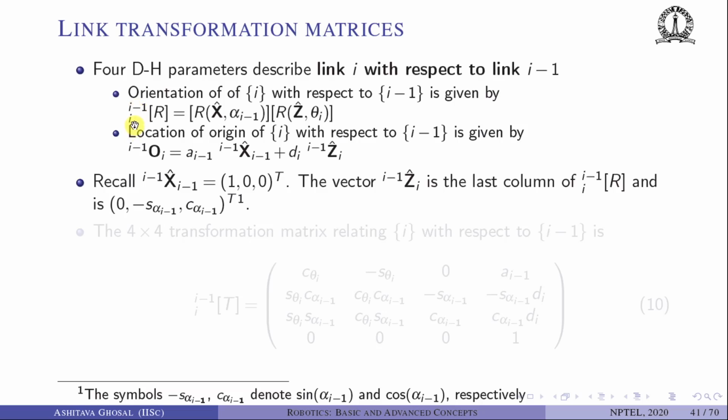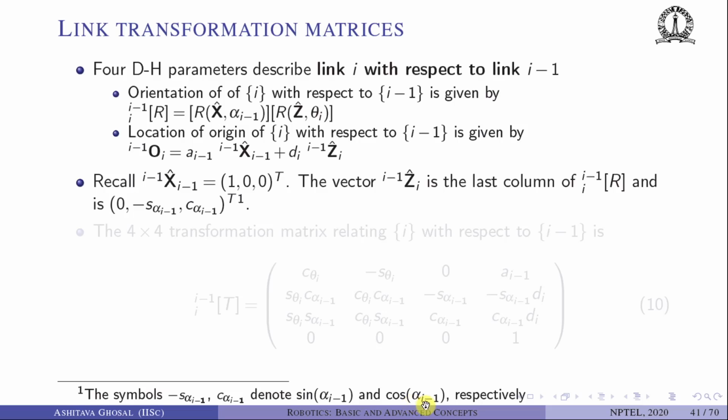Remember that for the rotation matrix of a coordinate system B with respect to A, the first column is X_B with respect to A, the second column is Y_B with respect to A, the third column is Z_B with respect to A. So here we have Z_i with respect to i-1, which will be the third column of this product. And it turns out that this is given by 0, minus sin alpha_{i-1}, cos alpha_{i-1}, where s is sine and c is cosine of alpha_{i-1}.